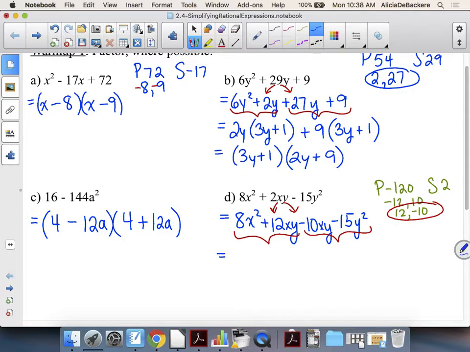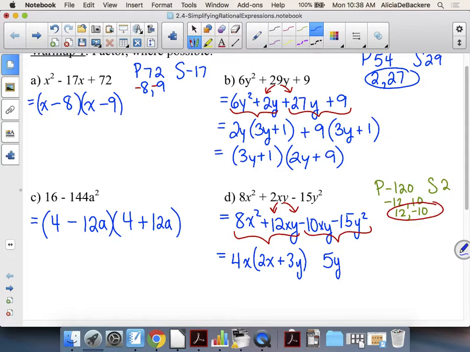The first group, I see that there's a common factor of 4x, and when I divide that out, I'm left with 2x plus 3y. And then I take a look at the second pair, and I see that there's a common factor of 5y.